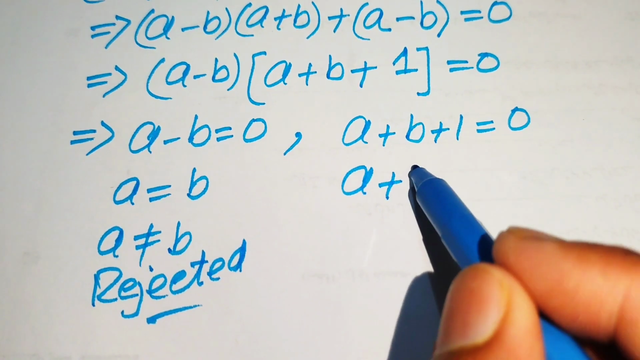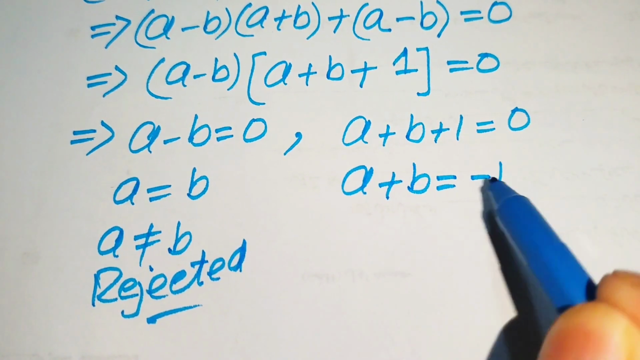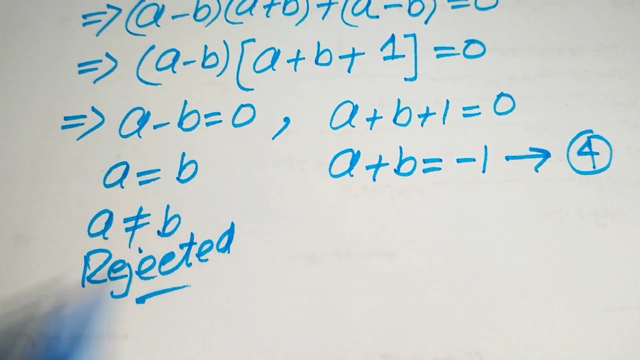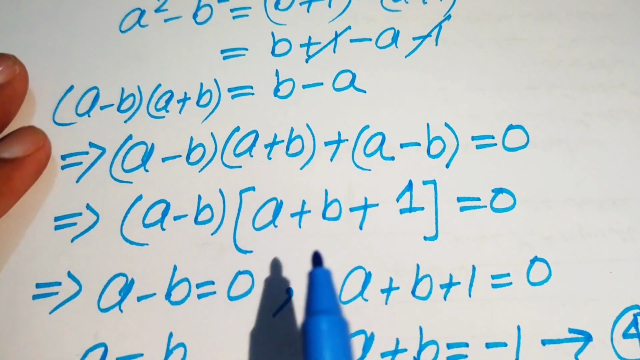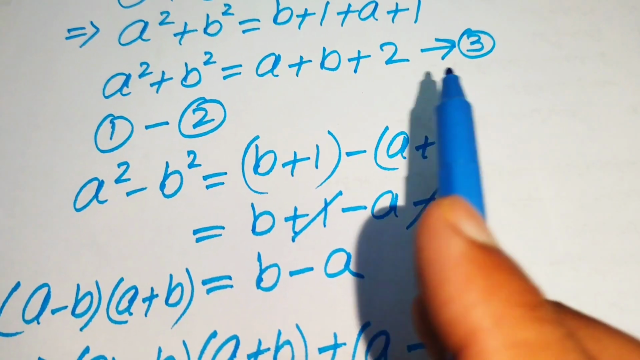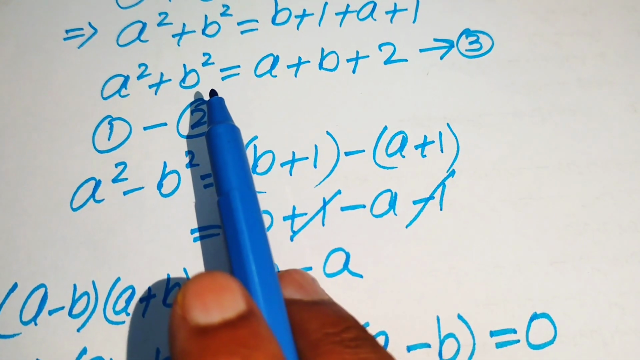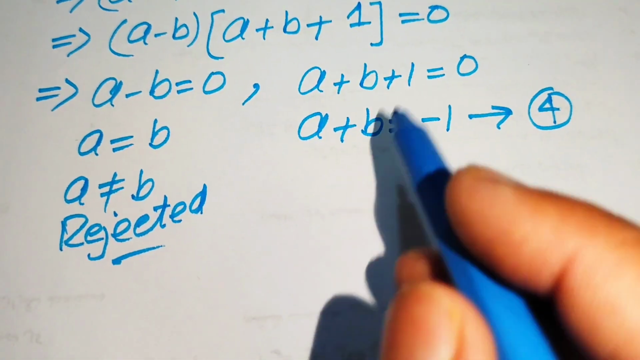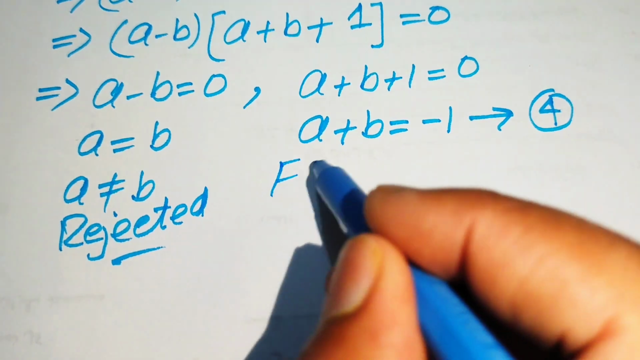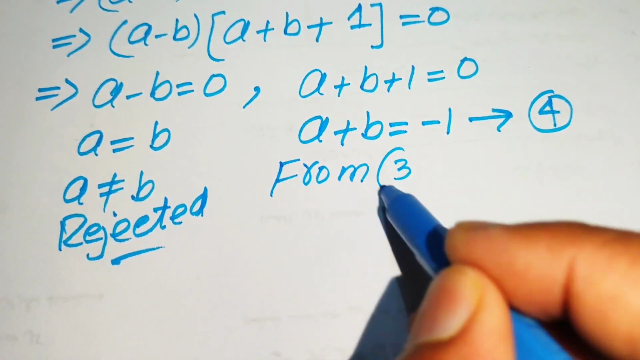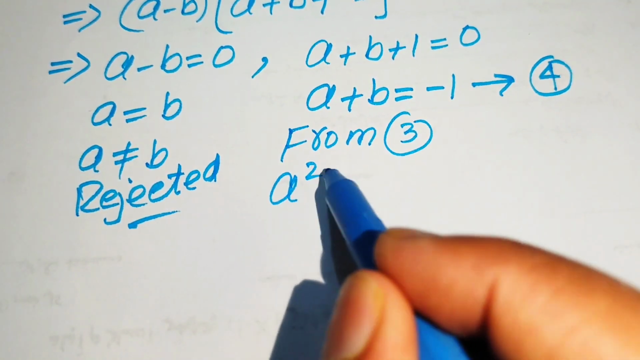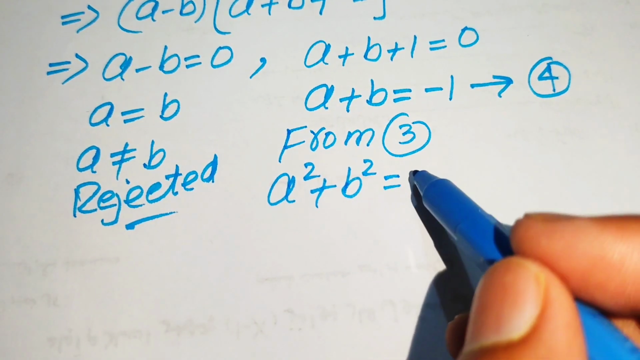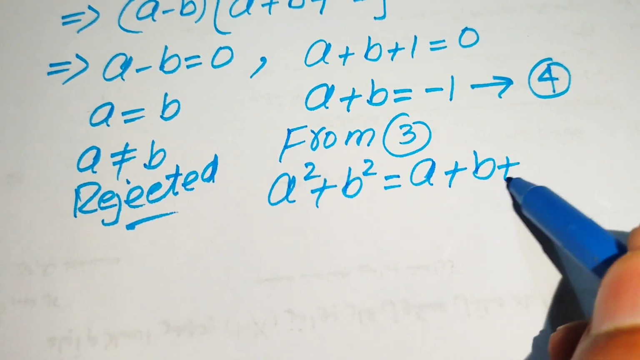In this case we have the value of a + b. Here we move this plus 1 to the right-hand side, and it becomes a + b equals −1, and we call this equation number 4. So here we use equation number 4 in equation number 3. This is equation number 3, in which we have a² + b² equals a + b + 2. So we substitute the value of a + b in equation number 3. Now we copy down equation number 3, and it is written as a² + b² equals a + b + 2.